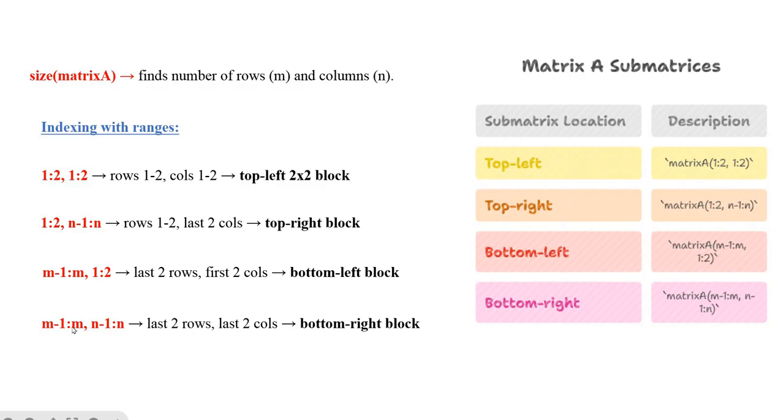Next is the bottom right block. Here you need to write it as m minus 1:m, n minus 1:n. That is the last two rows and the last two columns, which will give you the bottom right block. So you need to write it as A, opening bracket, m minus 1:m, n minus 1:n. This is how you index with ranges in order to get the submatrices.